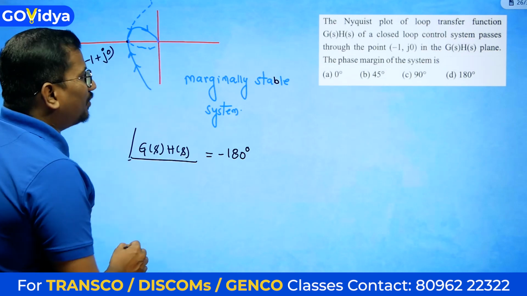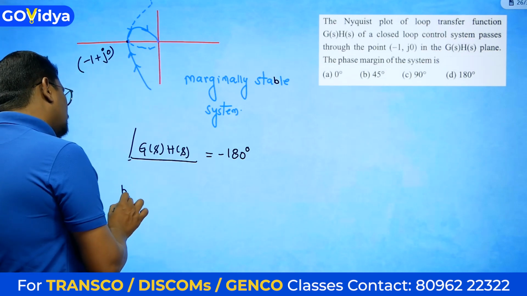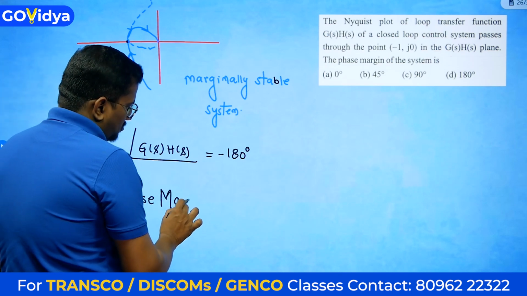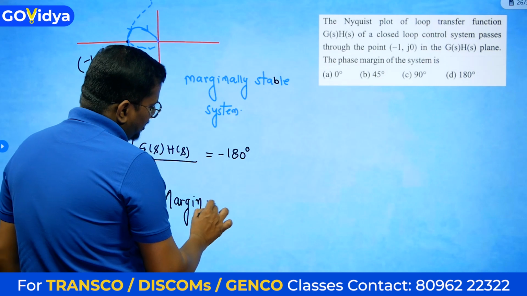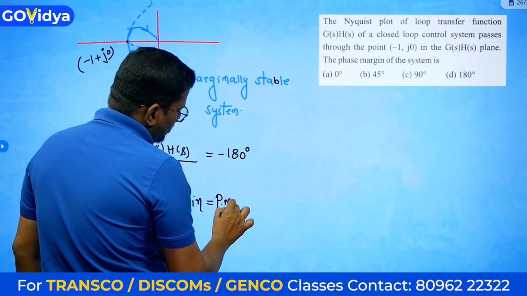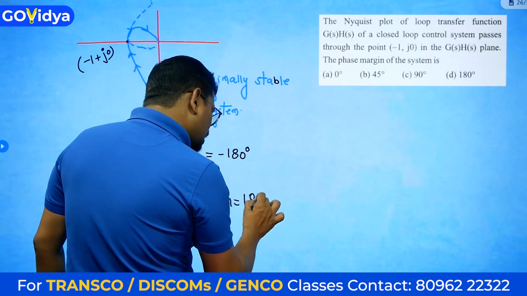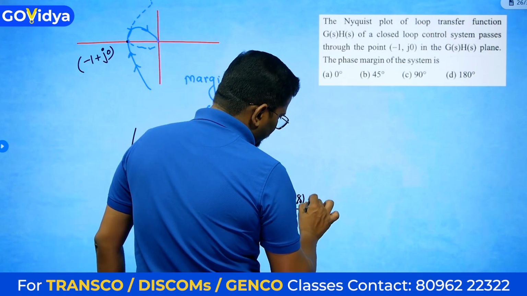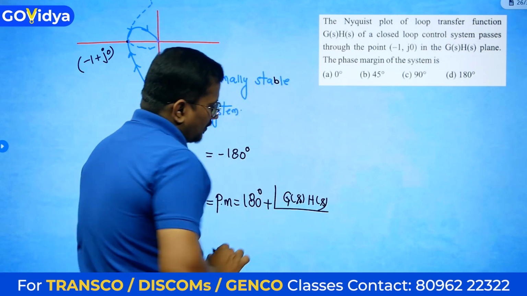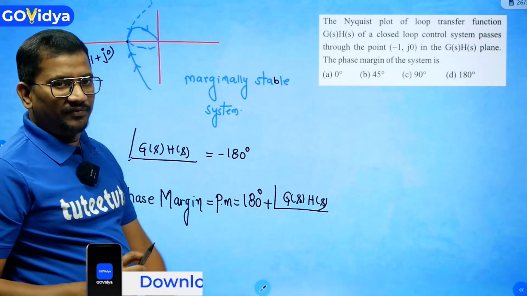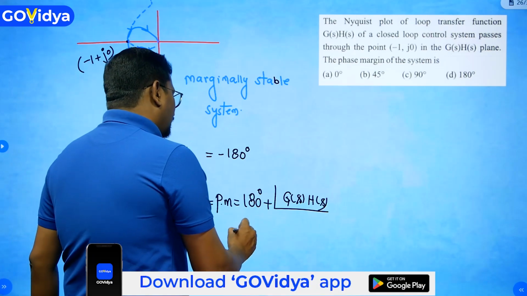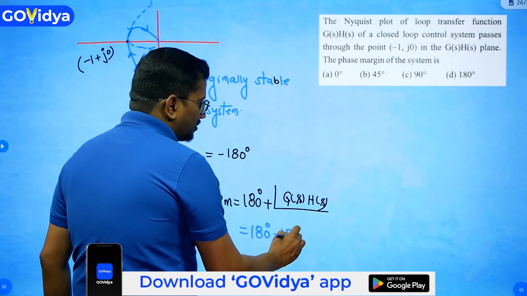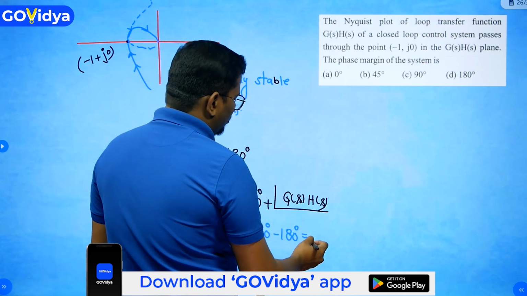So therefore what is the phase margin? Phase margin is 180 degrees plus angle GSHS. That is the phase margin formula. So therefore 180 degrees minus 180 degrees, which is equal to 0 degrees.